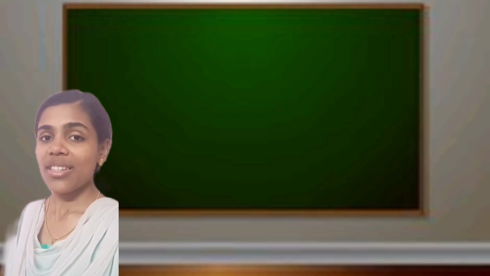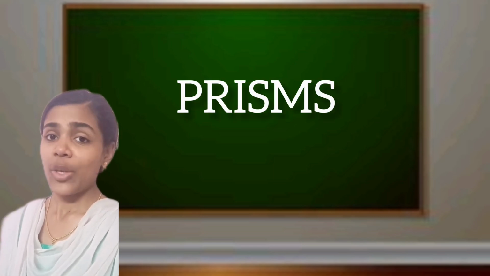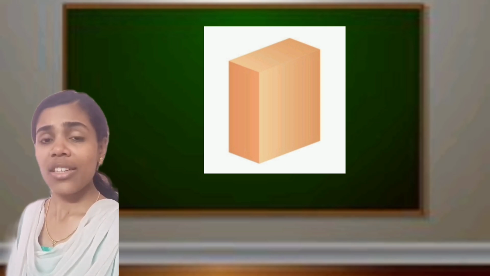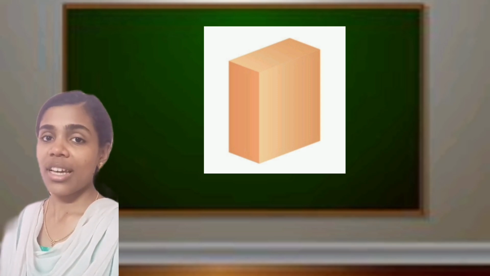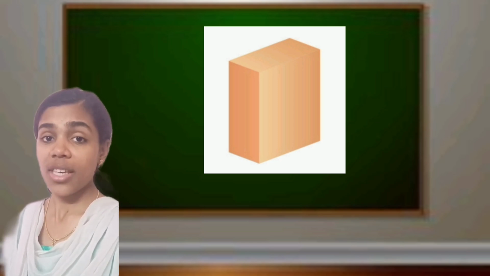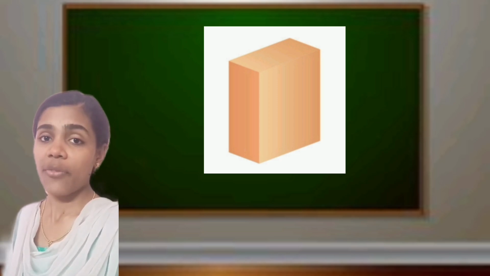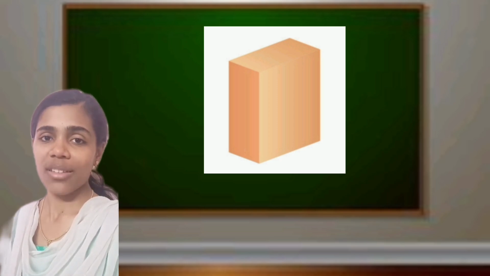Today, we are going to discuss a new chapter named Prisms. You have learned about rectangular blocks and their volumes in your previous classes, haven't you? Here is the rectangular block. Its surface is made of six rectangles, the pairs of the same size at the top and bottom, left and right, front and back, six altogether.